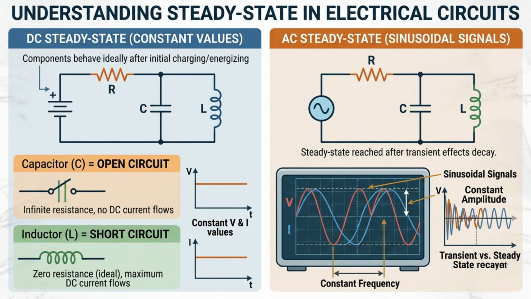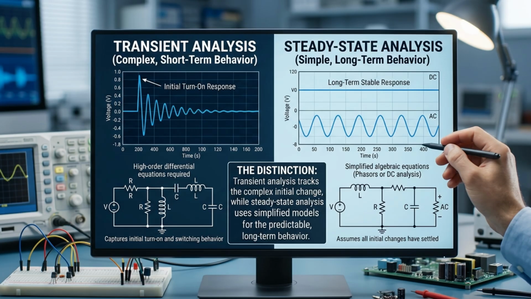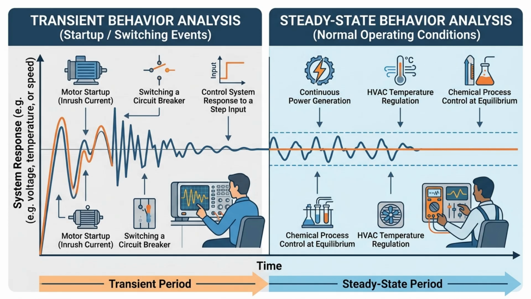In AC circuits, steady state means sinusoidal signals with constant amplitude and frequency after transient effects have decayed. This distinction is important because steady-state analysis is much simpler than transient analysis, allowing engineers to use simplified models for long-term circuit behavior. In engineering practice, separating transient and steady-state behavior is essential for analyzing and designing real systems.